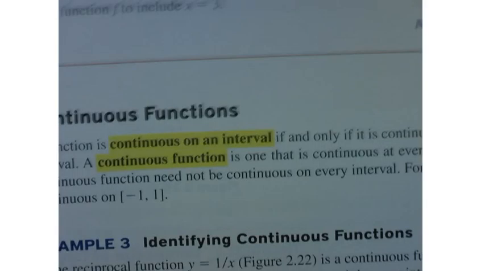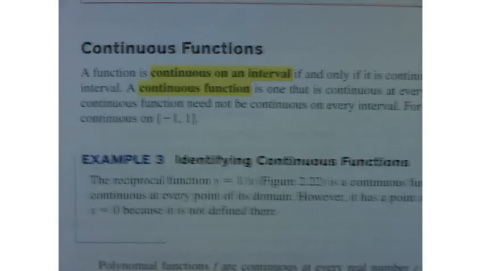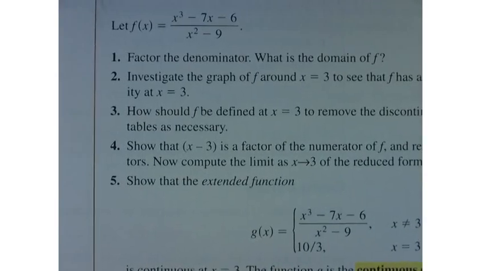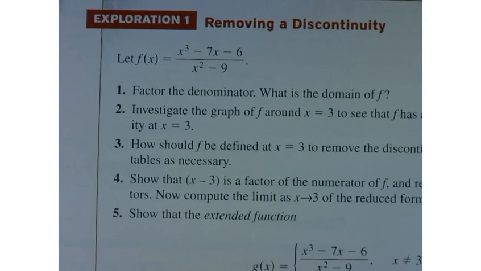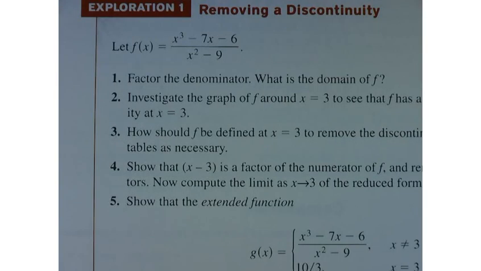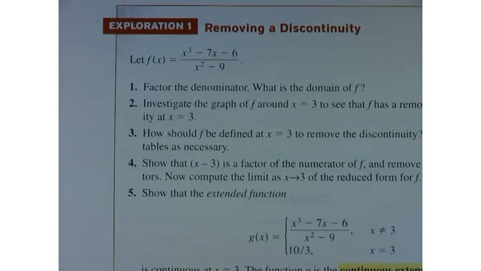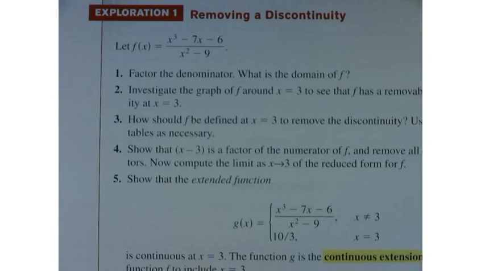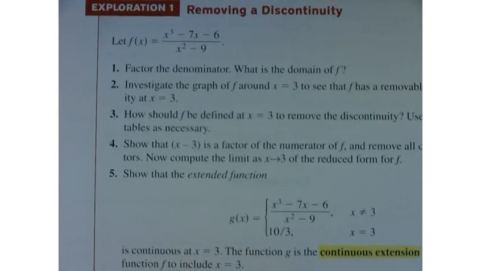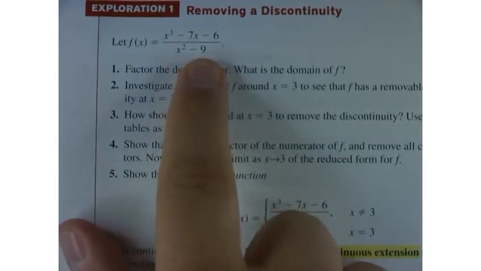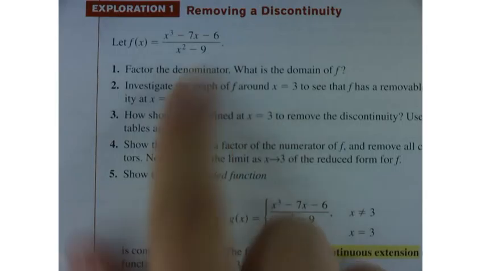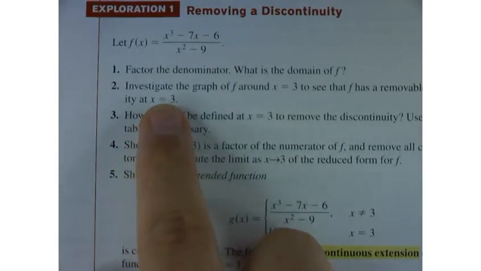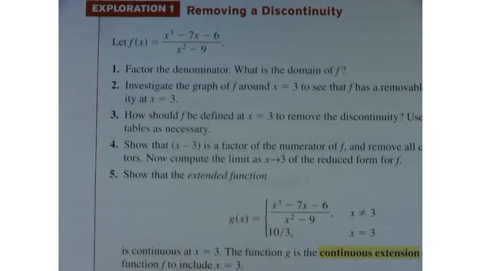So what we could talk about is removing discontinuities, because sometimes we still want to apply mathematics. And so let's look at the function f of x is equal to x cubed minus 7x minus 6, all over x squared minus 9. There's a couple of ways to remove the discontinuity. The problem that we're going to run into is that this is a difference of squares. It factors to x plus 3 and x minus 3. Those are the zeros of this function, so we'll have problems when x equals 3 or negative 3, right? So x cannot equal 3 and x cannot equal negative 3.